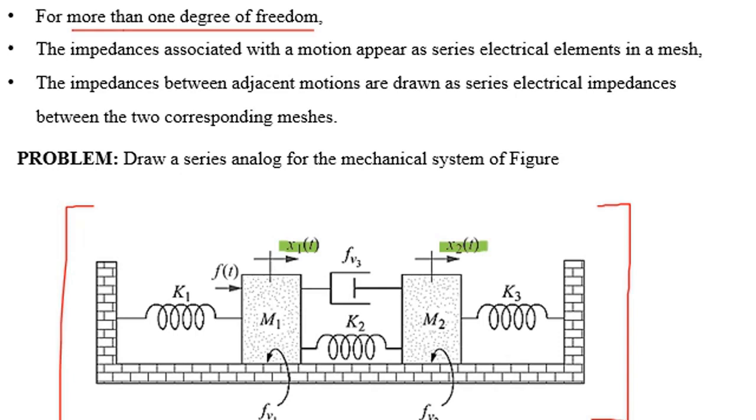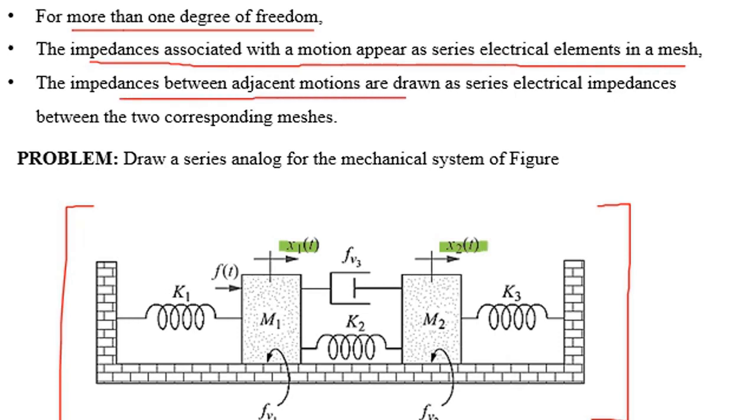Now for the equivalent series analog, we will have 2 meshes in the circuit, and all the impedances that are connected with M1 will appear in the first mesh. All the impedances that are connected with M2 will occur in the second mesh, and all the impedances that are common between M1 and M2 will occur in series form common to both meshes.